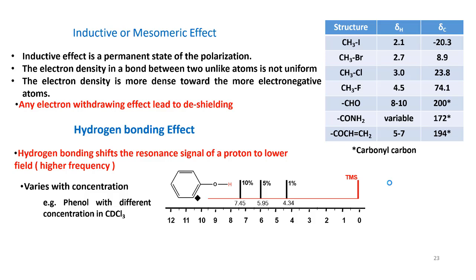This will affect hydrogen bonding. If electron withdrawal is happening, that will cause deshielding, and the hydrogen bonding effect will occur. Hydrogen bonding shifts the resonance signal of a proton to lower field, or higher frequency.